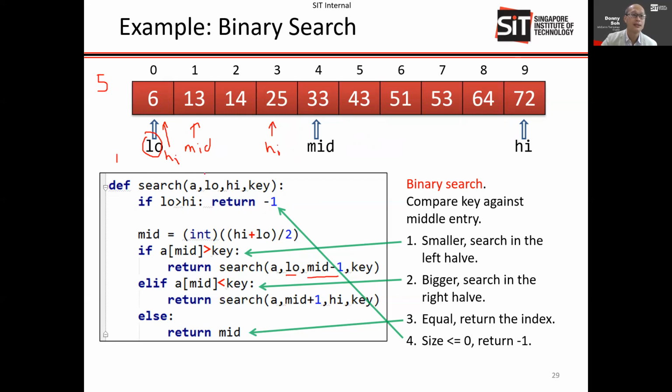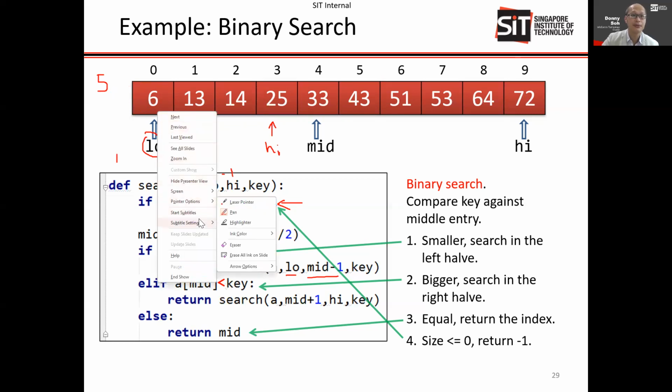Low is 0. Middle -1 is -1. And this is the point whereby my low becomes greater than my high. And you return -1. So this is a scenario whereby I have an element that's not in the list.